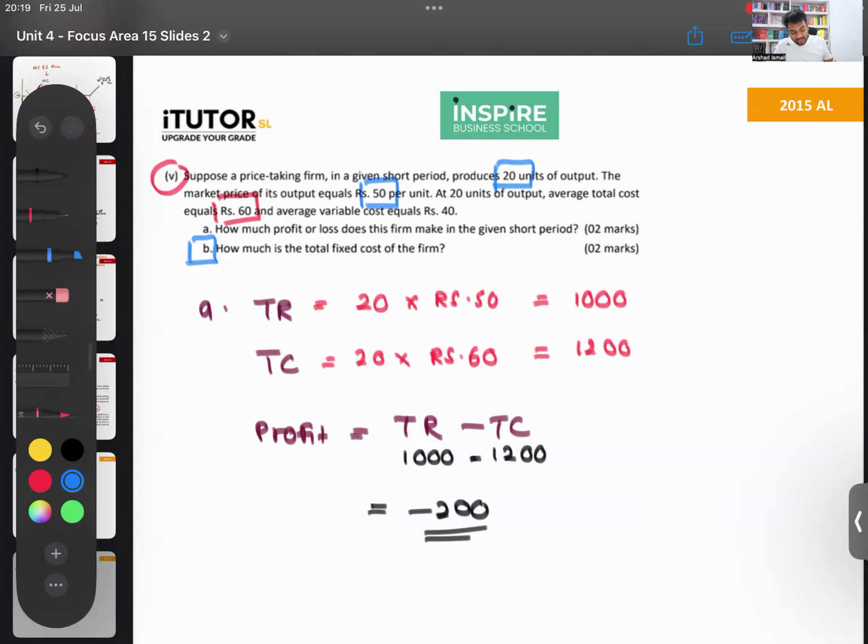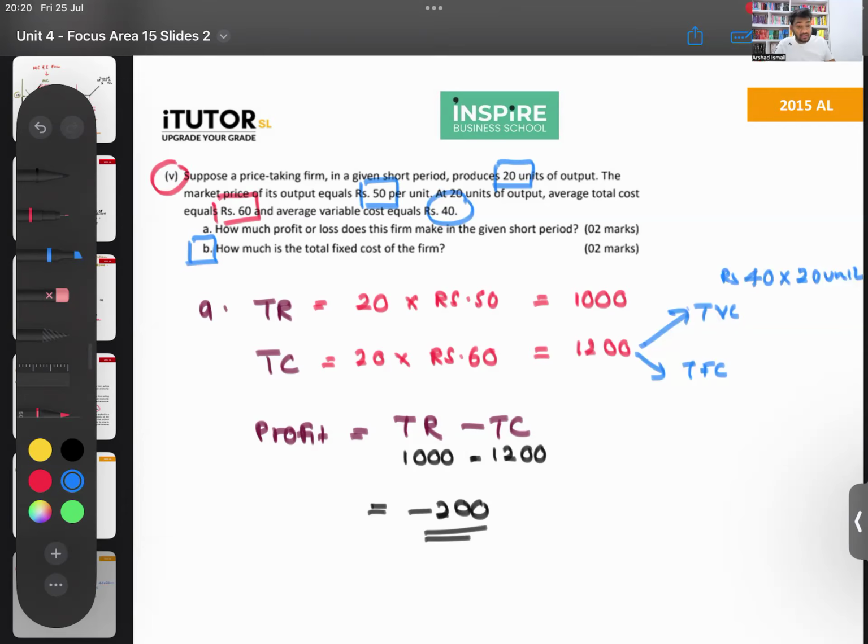Then the next one is asking how much is the total fixed cost. So here total cost you have 1,200. From this, a part is your variable, a part is your fixed. So how much is your variable? Average variable cost is 40. So how much is your total variable cost? 40 into 20 units.